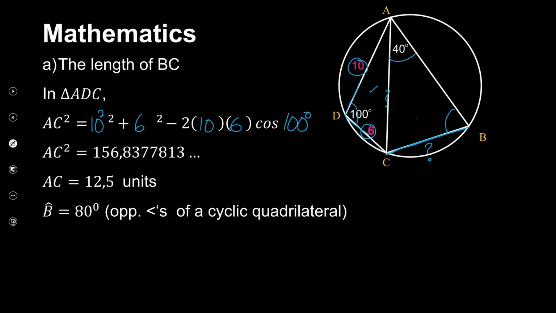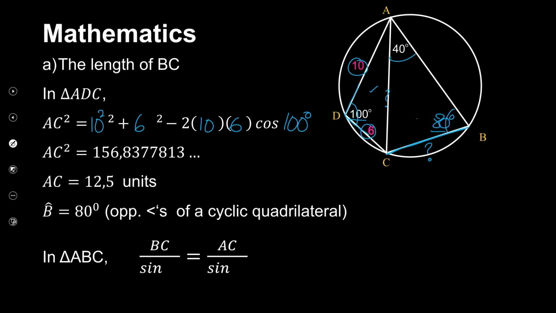We need to find BC, we can use our second triangle, and we already said that the angle B has to be supplementary, so we know B, because D was 100 degrees, B will now just be 80 degrees because it's the opposite angle of a cyclic quad, because together we needed them to be 180 degrees.